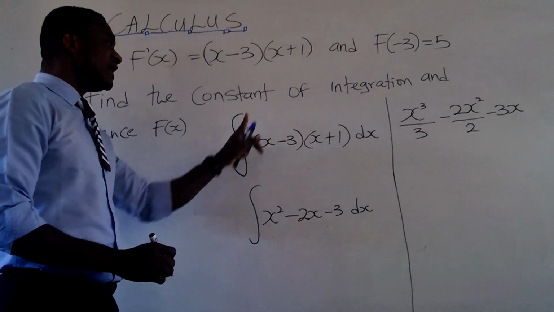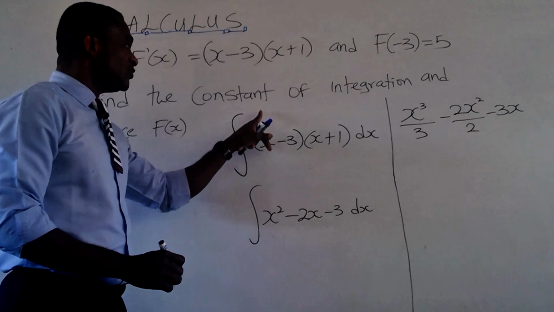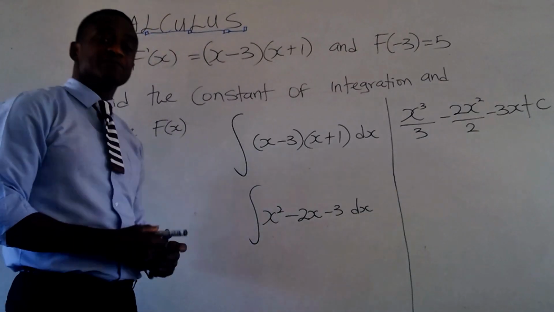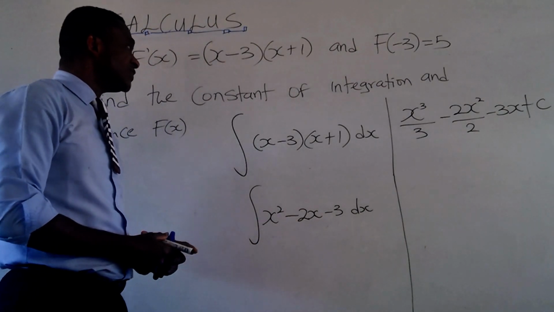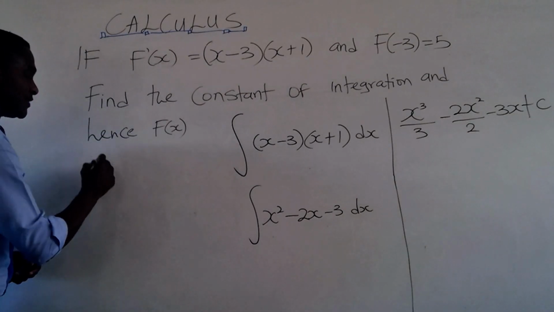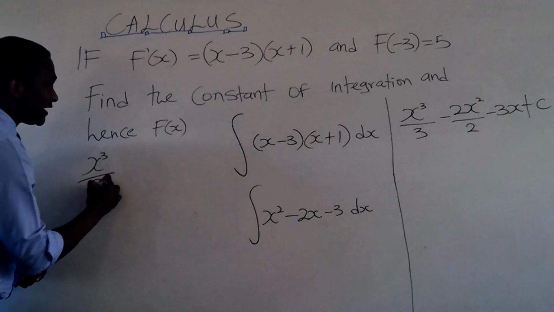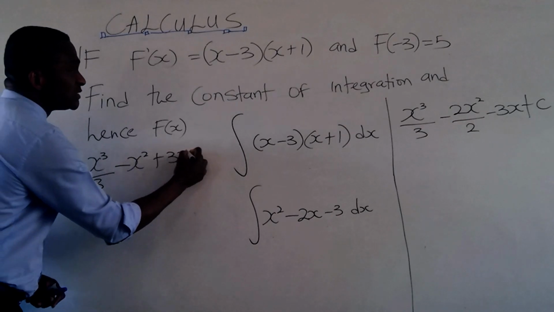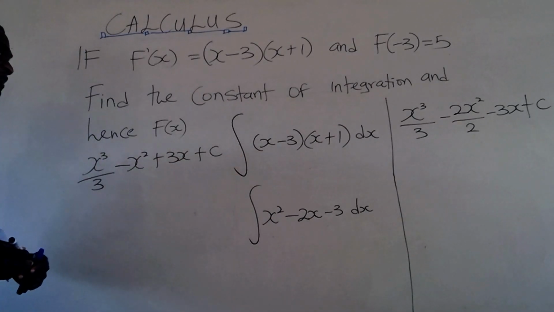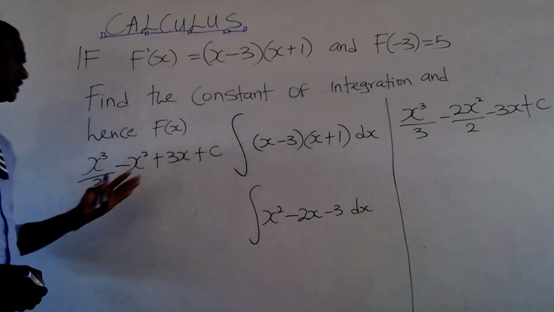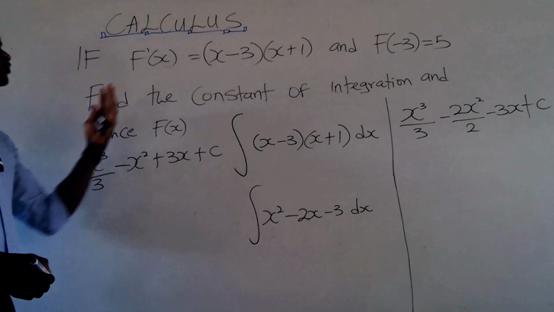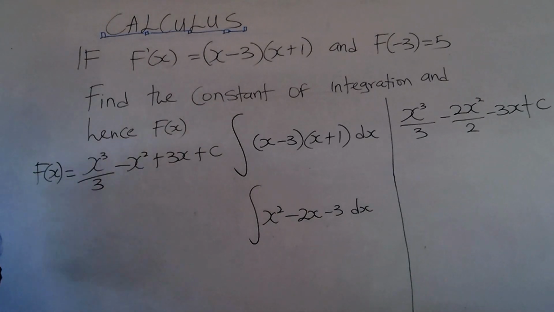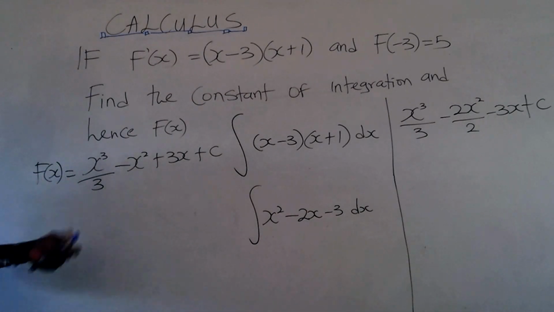Remember, because it is indefinite, no interval was given, we add our constant of integration. So we have plus c. This has given us x cubed over 3, and if we simplify, minus x squared plus 3x plus c. So the integral of this is this. Remember, we are coming from the integral to the original function. So in a nutshell, this is our f of x. This is the original function that we are working on.